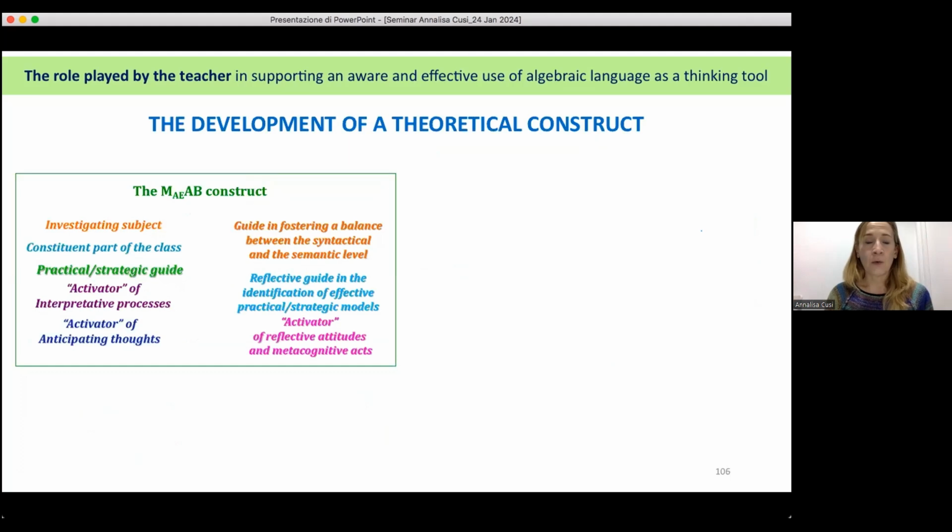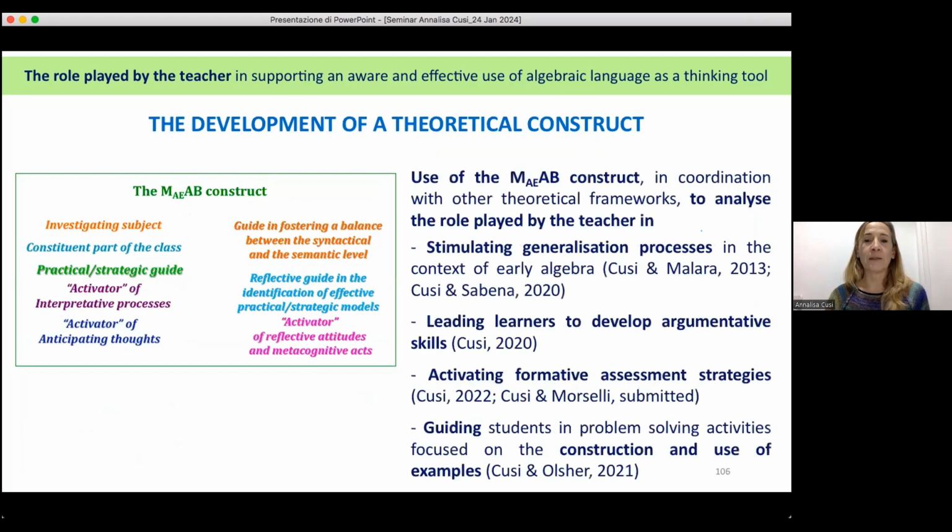This construct is the result of the studies, the research developed during my PhD, but after the PhD, I used this construct in coordination with other theoretical frameworks to analyze the role played by the teacher in different situations, in stimulating generalization processes in the context of early algebra, in leading learners to develop argumentative skills, in activating formative assessment strategies, and also in guiding students in problem-solving activities focused on the construction and use of examples.